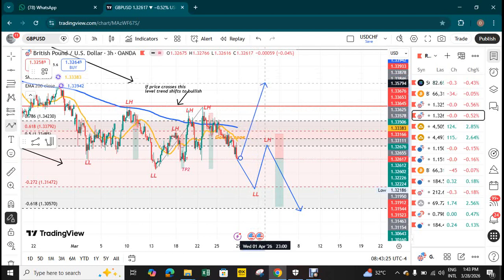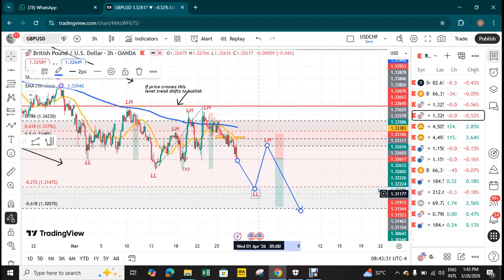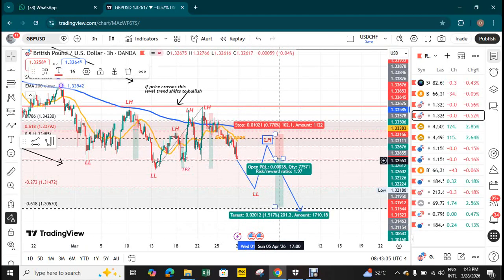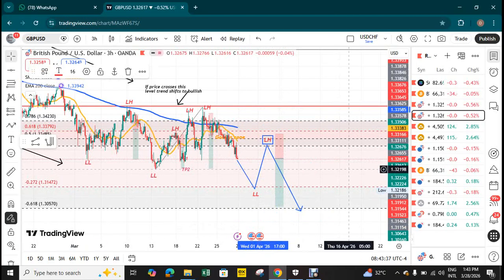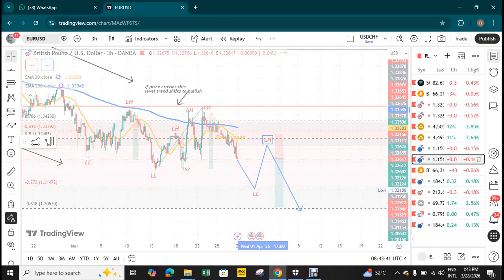So our cue is to see price come towards the downside, give us a new lower low, give us a new lower high up, and we take an entry at this level towards the downside. Okay, so that's that on GBP USD. So now let's go to Euro USD. Euro USD is this.